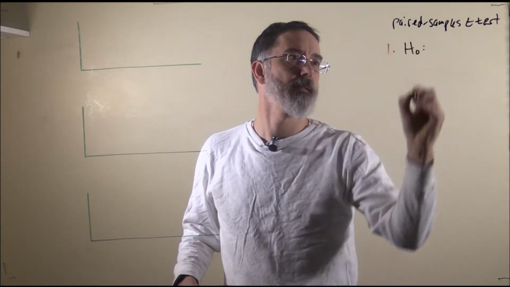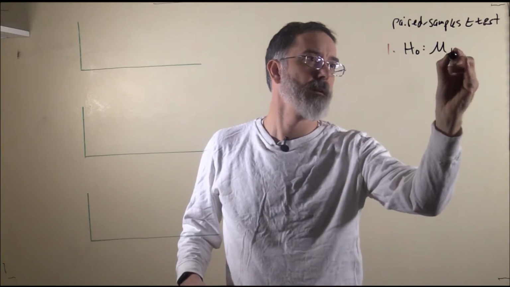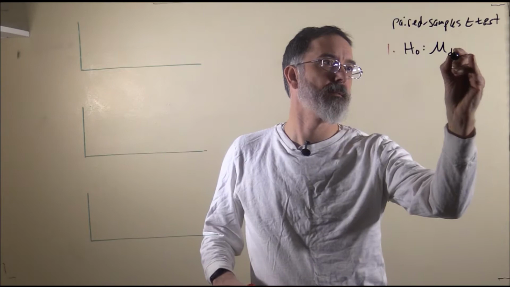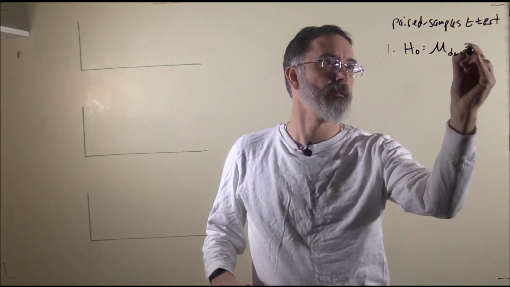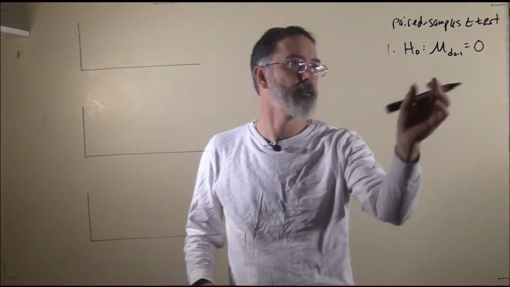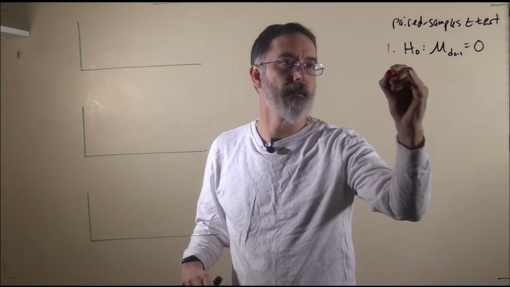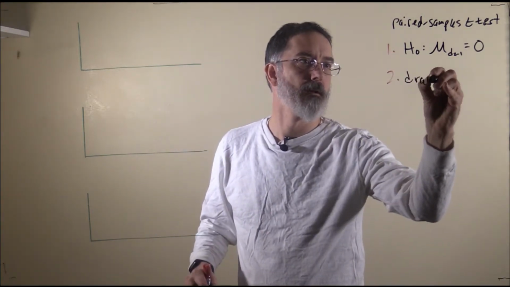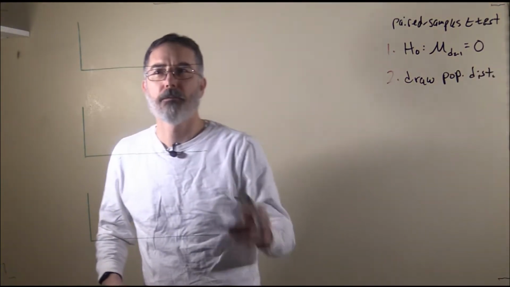So our null hypothesis for that is that the average difference score for each student in the class, and we'll do exam 2 minus exam 1, the average of those difference scores is 0. So on average, students did just as well on exam 1 as exam 2. The second step we'll do is to draw the population distribution. So that'll be here.